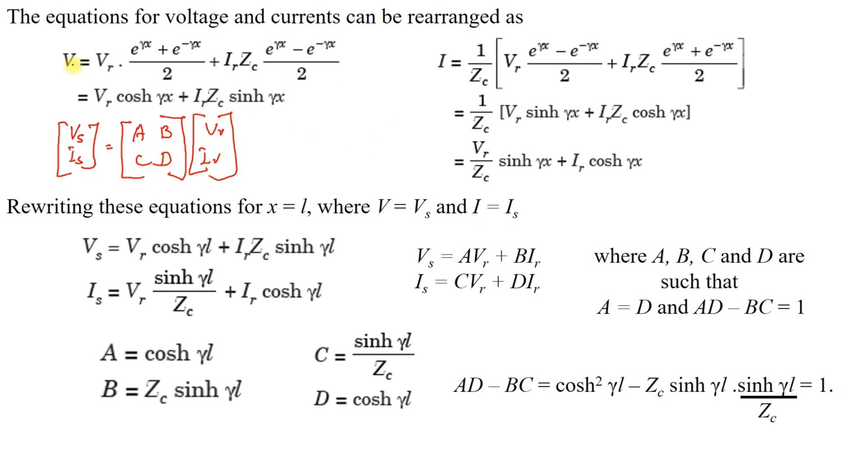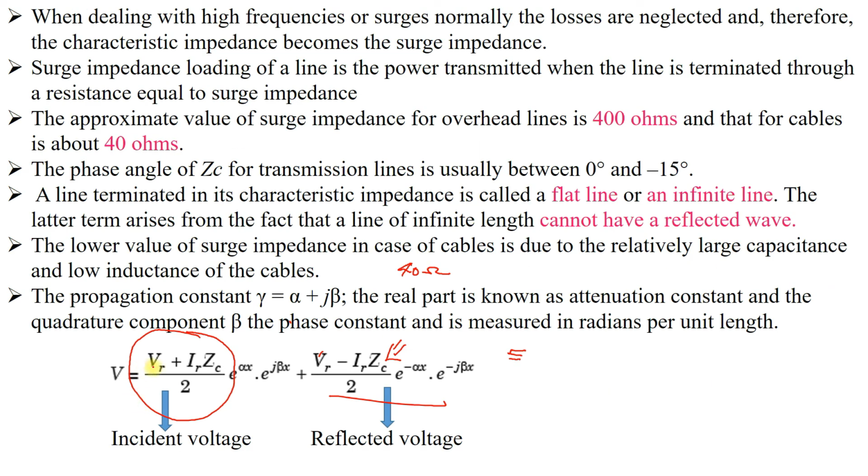And we have the general equation V is equal to VR e power gamma x. With these identities, if you rearrange the expression for V, you have VR into e power alpha x plus e power j beta x. Similarly, here you have e power minus alpha x and minus j beta x. So it will be alpha plus j beta x here, and here it will be minus alpha plus j beta x.